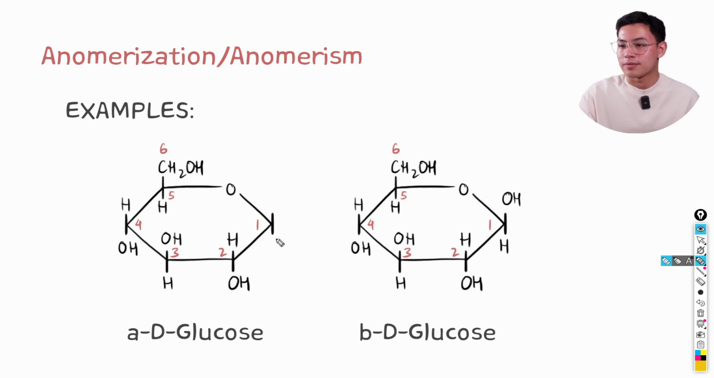Alpha-D-glucose is in its alpha anomeric form, and this is because its OH group is on the opposite side of CH2OH. Beta-D-glucose is in its beta form because the OH group is on the same side of CH2OH. You could also think of it this way: alpha is down, beta is up.